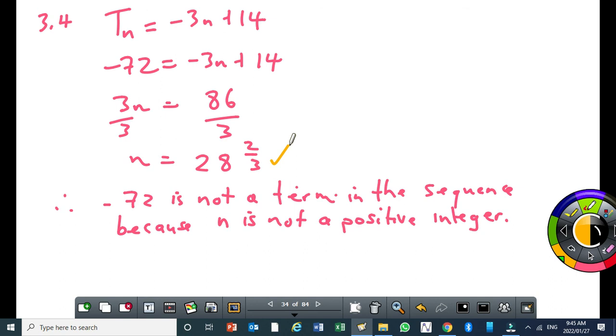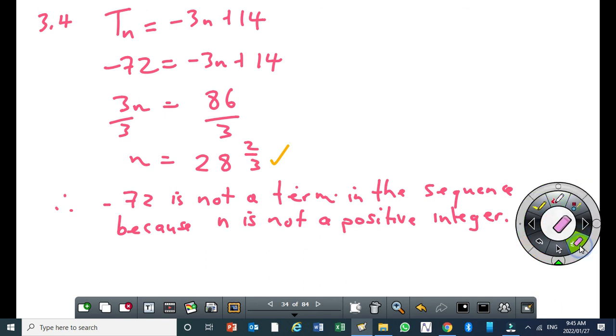Is this an integer? No, but there's no negative. Okay, well, if you want, we can remove it. You need to be very careful. I need to write positive here because n cannot be a negative integer. Right? So our answer here is not an integer. It's a rational number, but it's a common fraction. So because it is not an integer, it therefore means that minus 72 is not a term in the sequence. It's because of this.